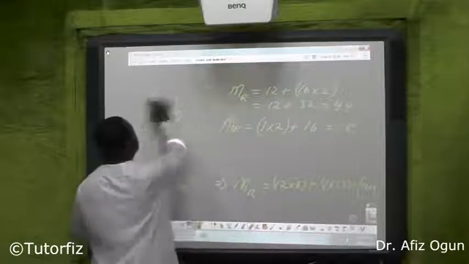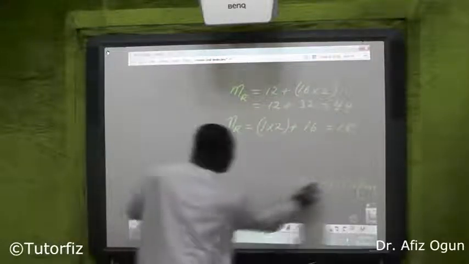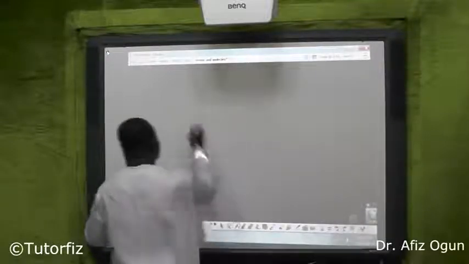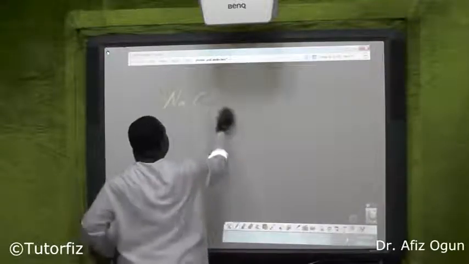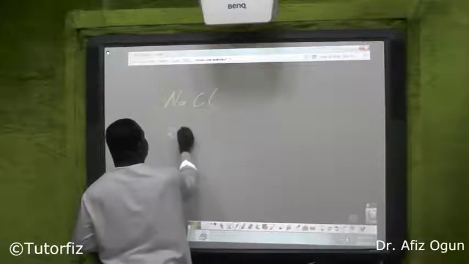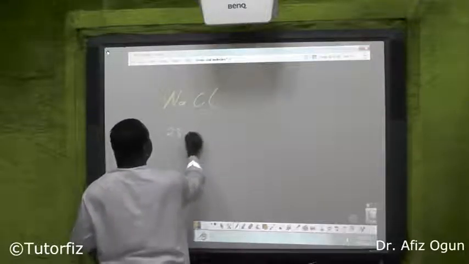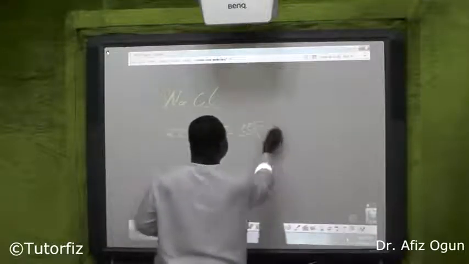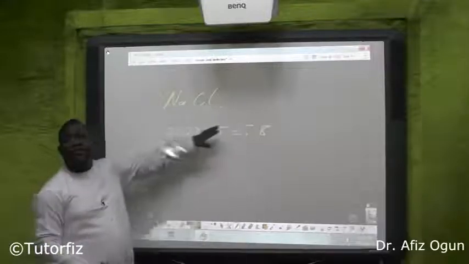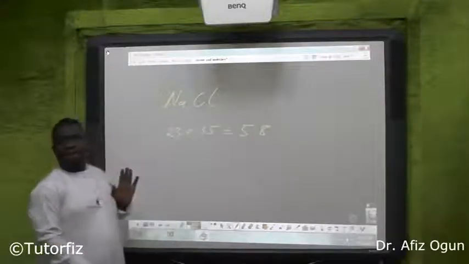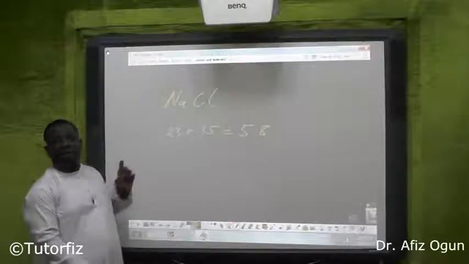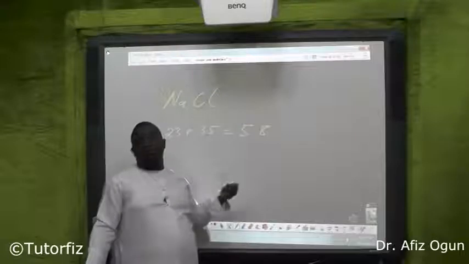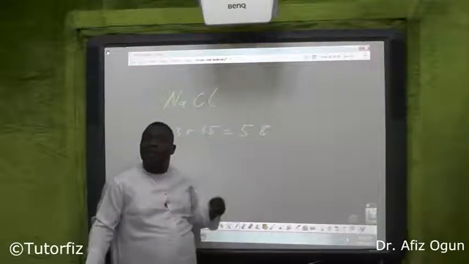What if what we are talking about is an ionic compound, like NaCl? NaCl is ionic. When we calculate here, we say Na is 23 plus Cl is 35, then we will be getting 58. Do we call this Mr? No. We don't call it Mr. We don't call it relative molecular mass, because it's not a molecule.